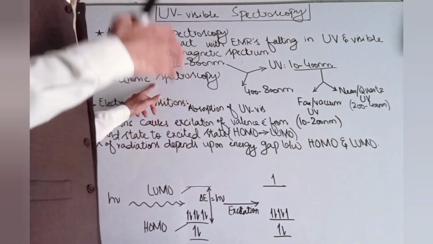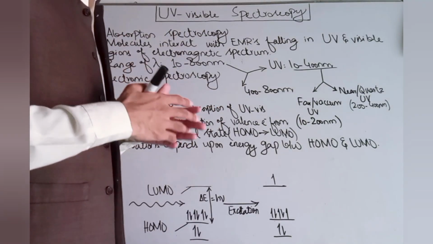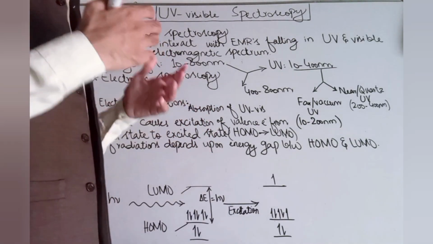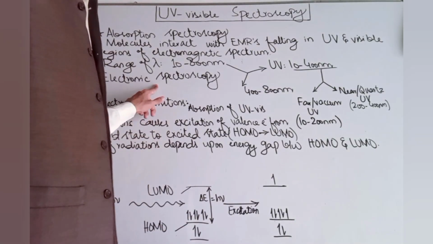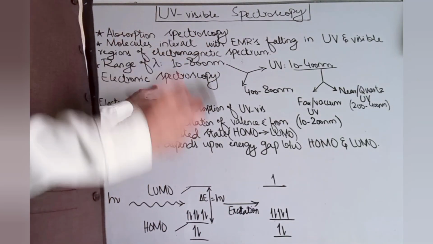And as the absorption of UV visible radiation leads to the excitation of valence electrons between the various electronic energy levels, that's why this spectroscopy is also known as electronic spectroscopy.